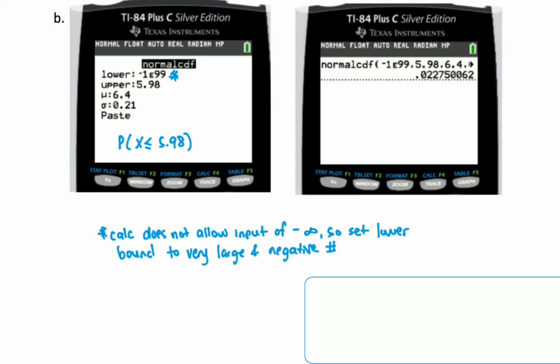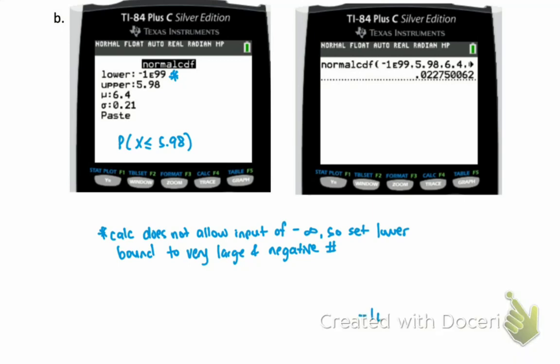The notation you see here is purely calculator notation. Please don't ever answer like that on a test. You can write that down as an example to show your work, but you would never actually write the E notation. So what this means, negative 1E99, means negative 1 times 10 to the power of 99. Okay, so some really, really small number. So those are the same.